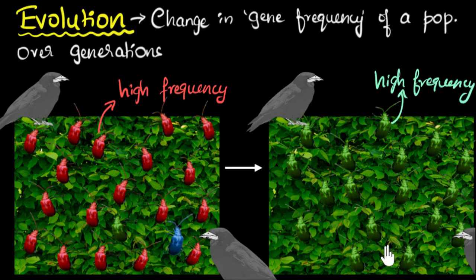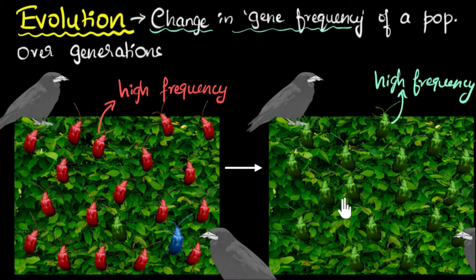Okay? In this population, the red colors are gone. They have become extinct. You don't even see them anymore. Only green color will be passed on. So this means, can we see that there has been a change in the gene frequency? That's what we mean by change in the gene frequency, right? Earlier it was red, now it has become green. So there's a change in the gene frequency of the population of our beetles over generations, right?